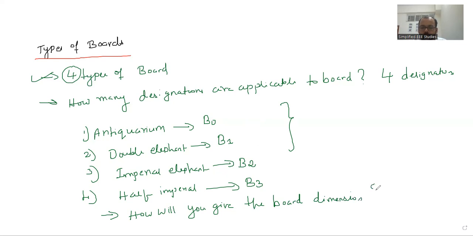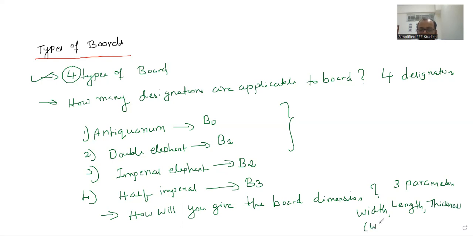Okay. How will you give the board dimension? What are the parameters? While giving the dimension, we need to verify three parameters. First, you have to consider the width. Next, you need to consider the length. Width and length are very important. Apart from that, you need to consider the thickness.